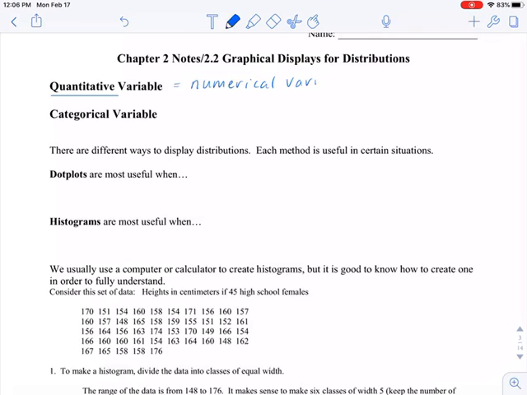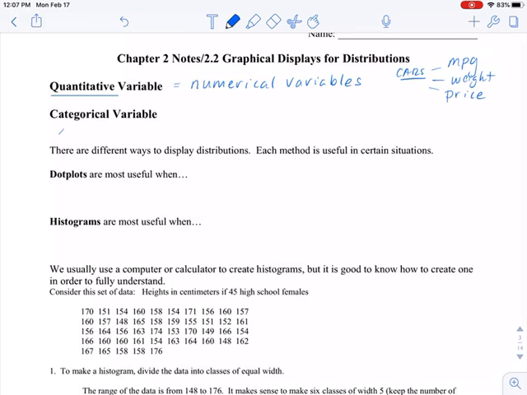And so we can think of lots of variables that are numerical in nature. If we were looking at cars, you might look at the miles per gallon. That's a number. You might look at the weight of the car. You might look at the price of the car. All of those things are numbers.